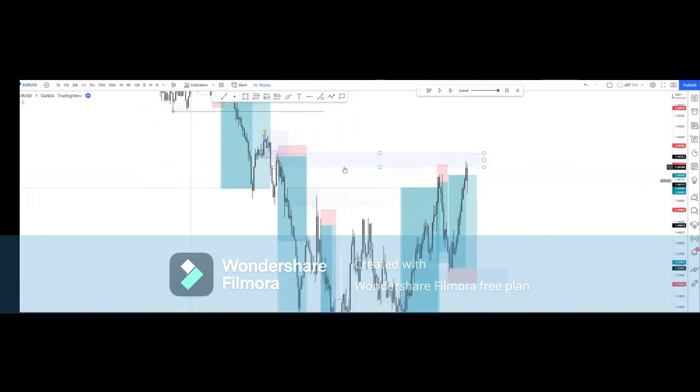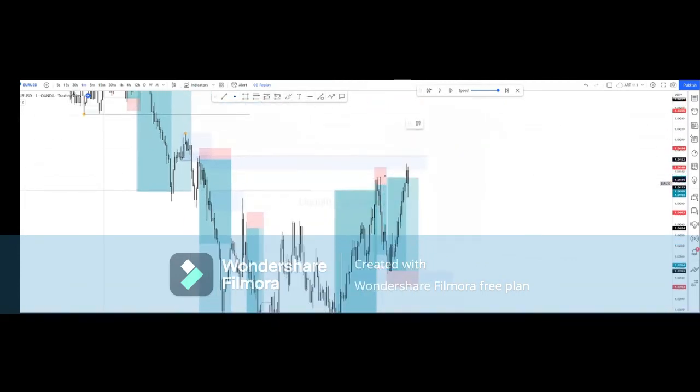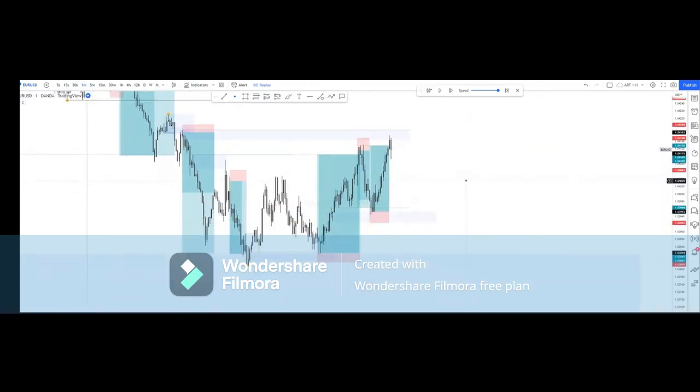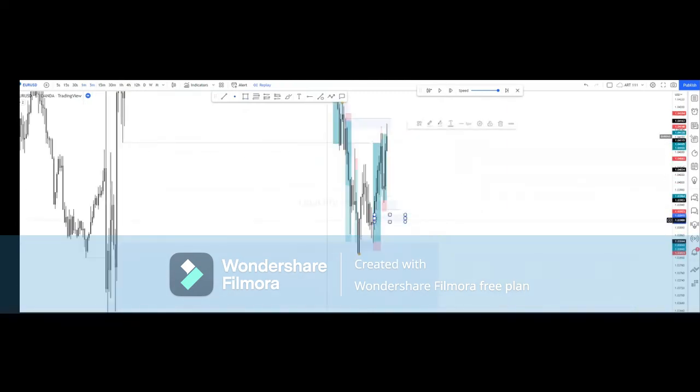Unmitigated wick right there. So this right here becomes the reason why price came into here. The liquidity is feeding into that unmitigated 5-minute wick. So price is going to give us a reaction from here. And now look. So now we have equal lows formed there. The closest thing to this is this right here. This block. Check the 5-minute. That's also an unmitigated wick.